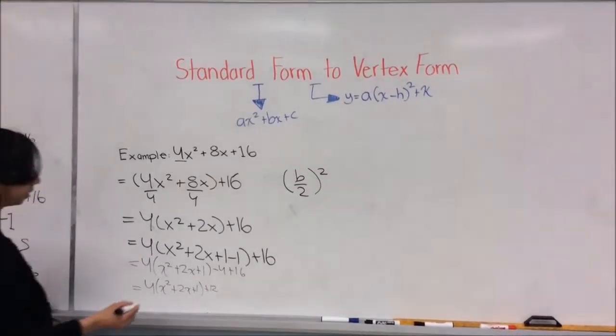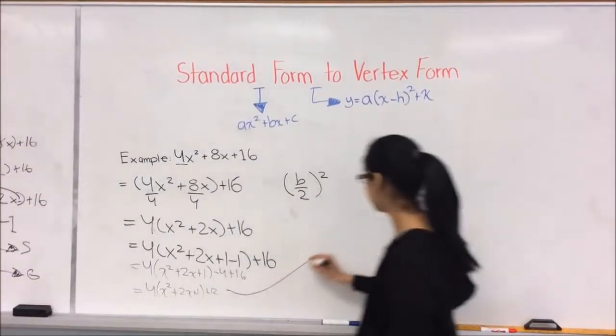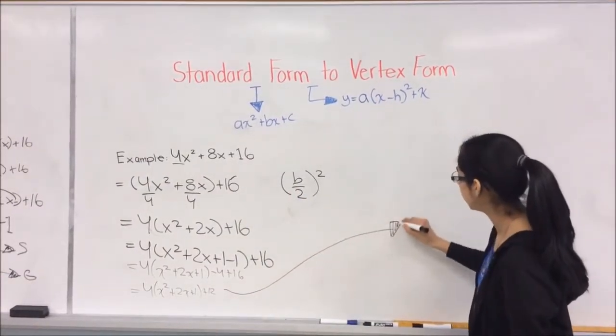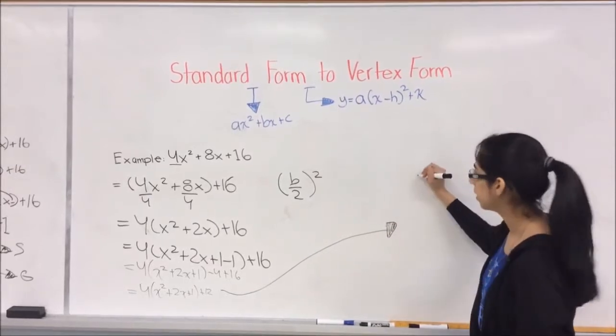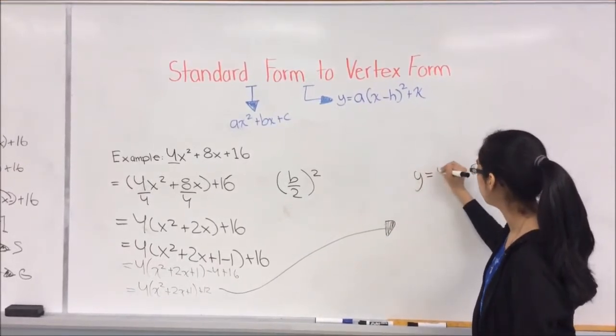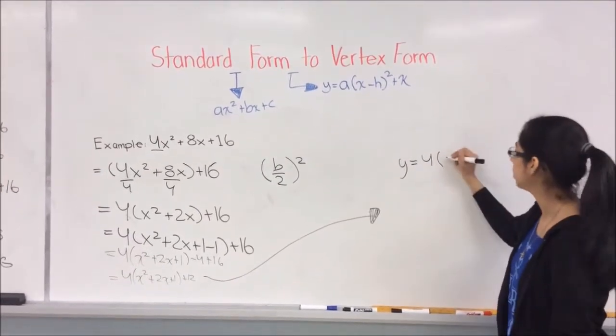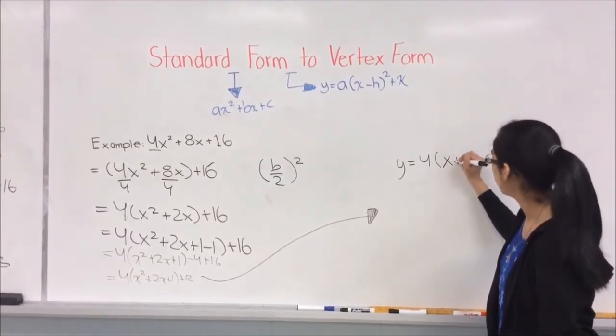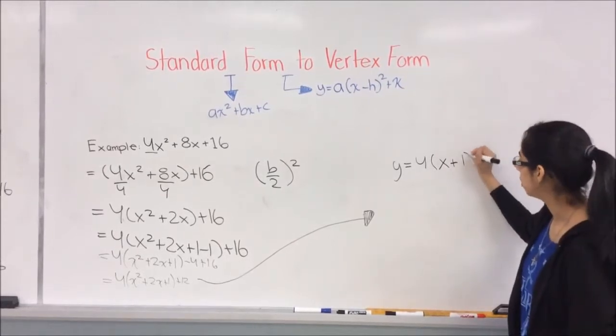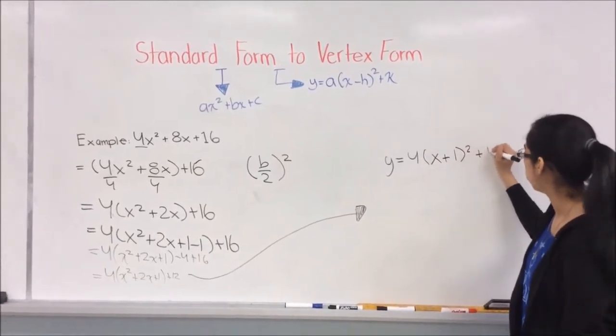The final step basically includes factoring this and getting into vertex form. So you're going to get y = 4, which is a, and the square root of x² is x, and the square root of 1 is 1, so (x + 1)² + 12, which is k in this case.